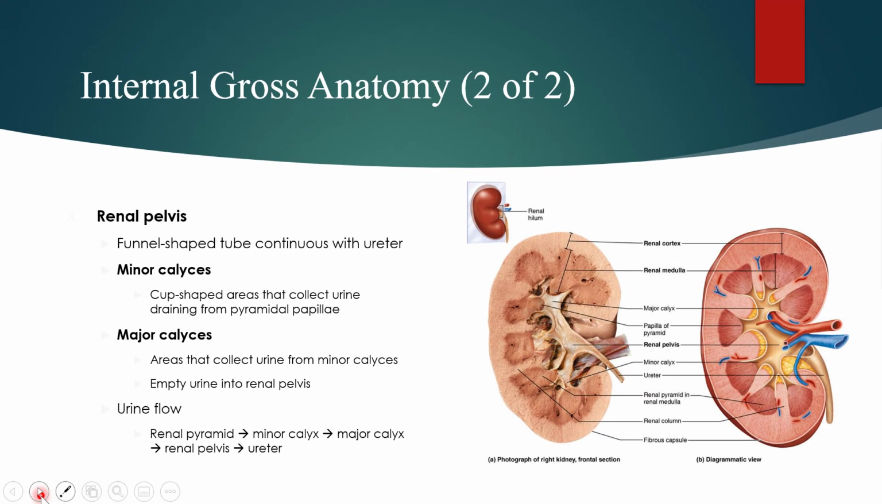And you have your renal pelvis, which is a funnel-shaped tube that is continuous with the ureter. This is the renal pelvis right here. The renal pelvis receives urine from the calyces. You have the major calyces. These are the big ducts right here that open and receive urine from the minor calyces, and these are your minor calyces. The minor calyces are the ones directly emptying urine from the papilla into the pelvis.